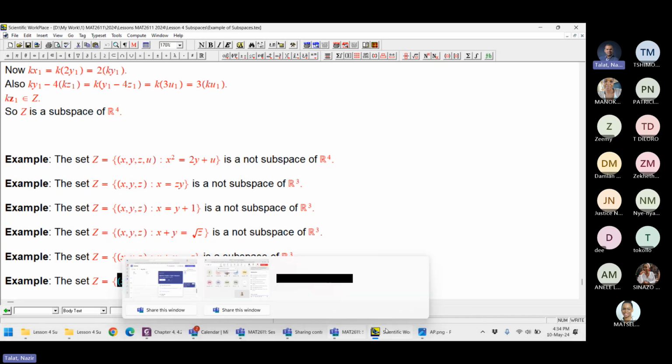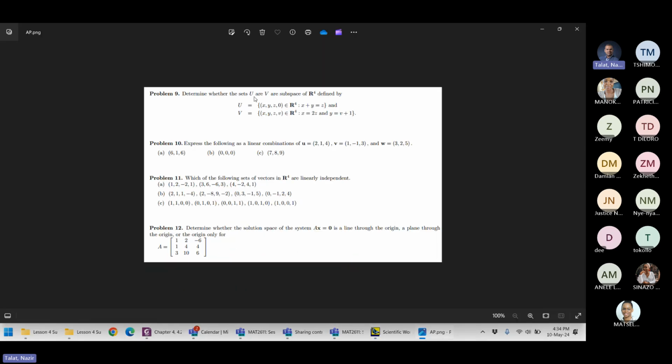So this is the topic of vector spaces. Now, if we come to the assignment problem, question number 9 is related to that. Determine whether the sets U and V are subspaces of R4.